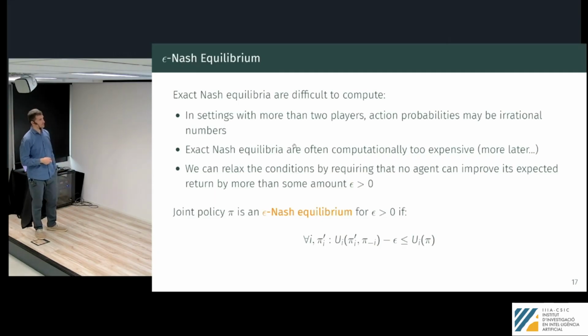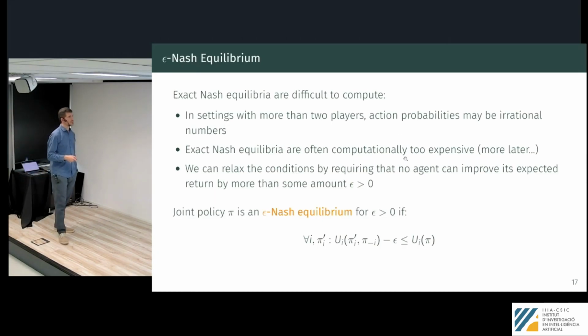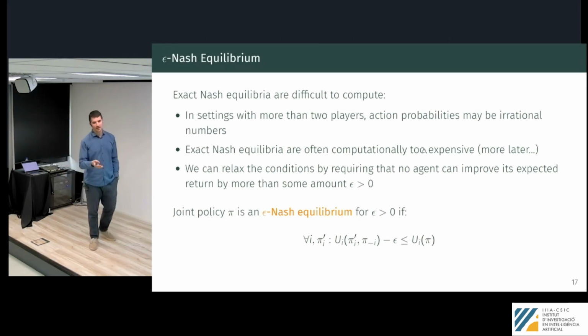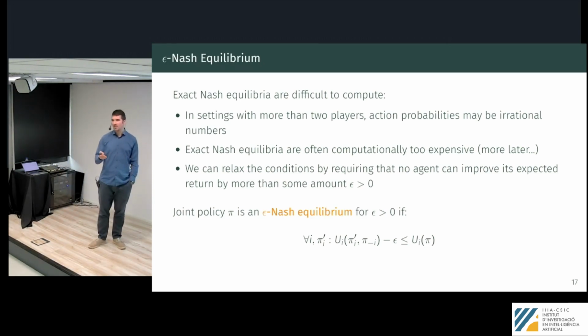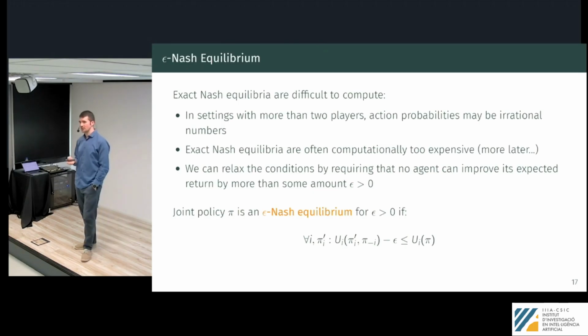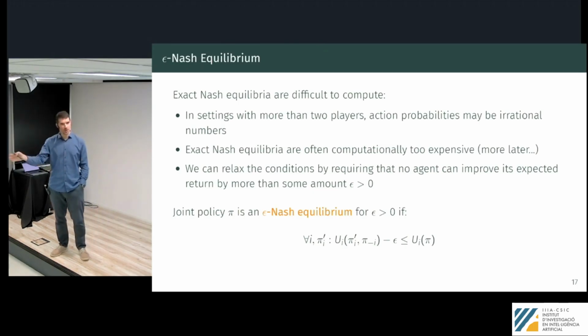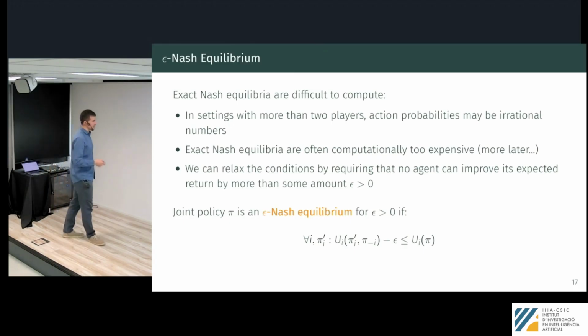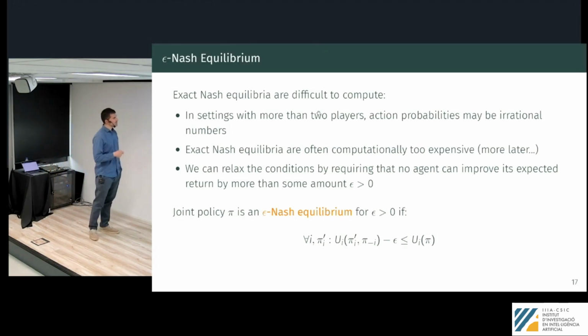So Nash equilibria are also often computationally too expensive. Not only could there be an issue that there are irrational numbers, but also it's been shown that they are a member of a computational complexity class called PPAD. They're actually PPAD-complete, and there are no known polynomial time algorithms that compute these kinds of solutions. And that's only for those of you who are interested in computer science. So that's why we're interested in this relaxation, which is an Epsilon-Nash equilibrium.